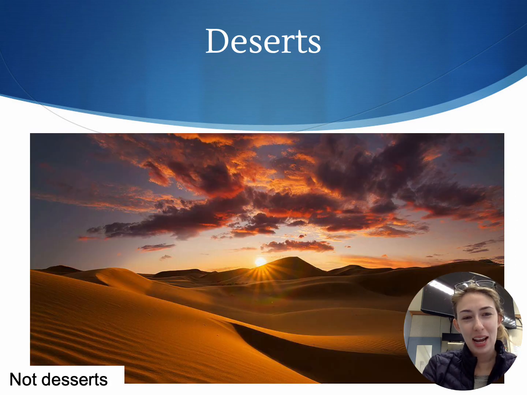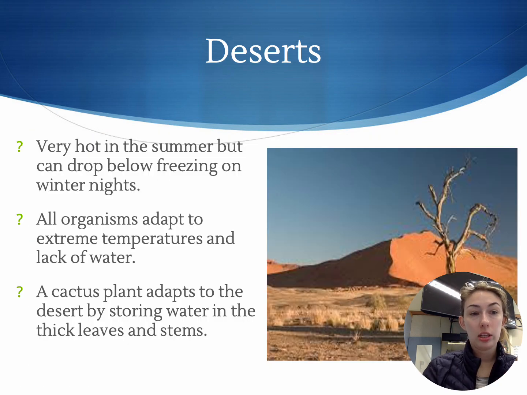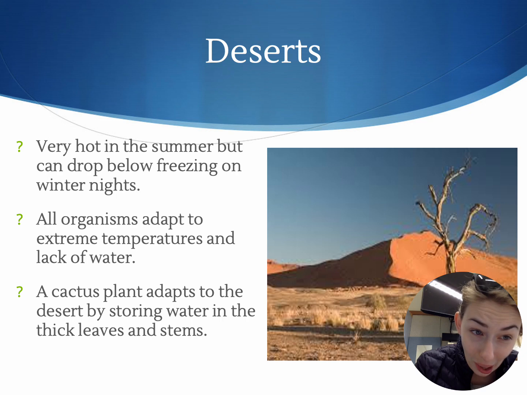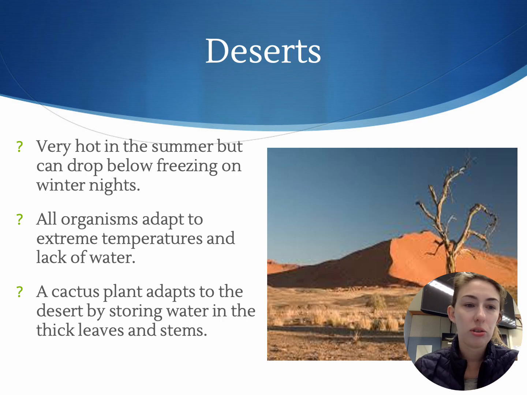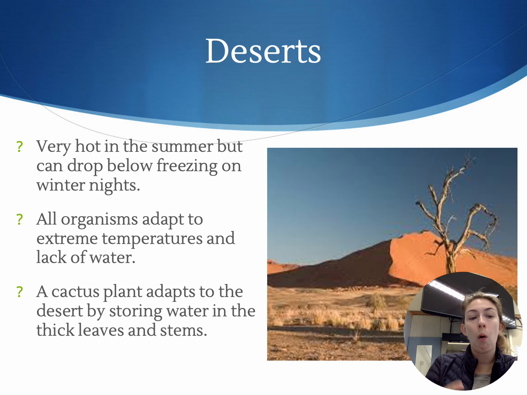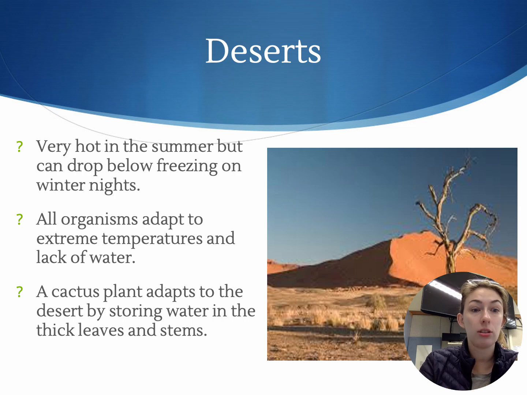All right, our next biome, deserts. Deserts are very hot in the summer, but can drop below freezing on winter nights. All organisms adapt to these extreme temperatures and lack of water. You'll have things like cacti or Joshua trees, and they store up water in their thick stems and leaves. They have to be able to store this water because it's very hard to obtain.